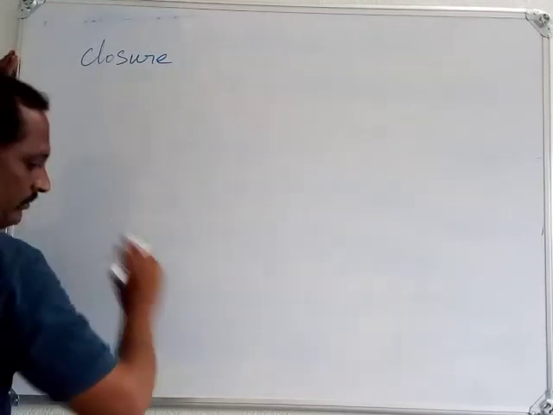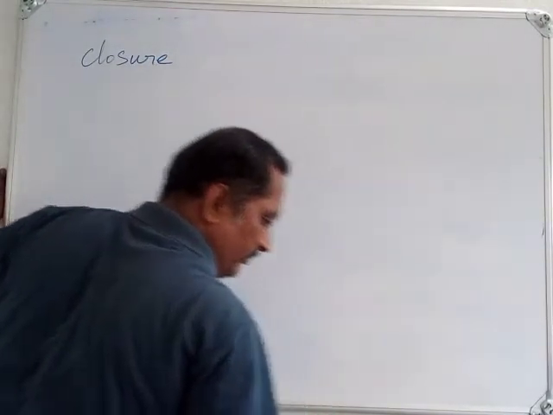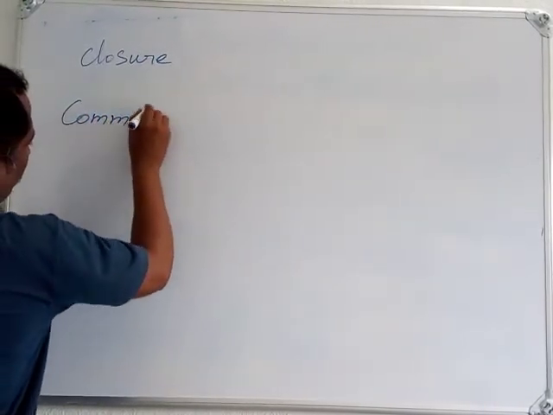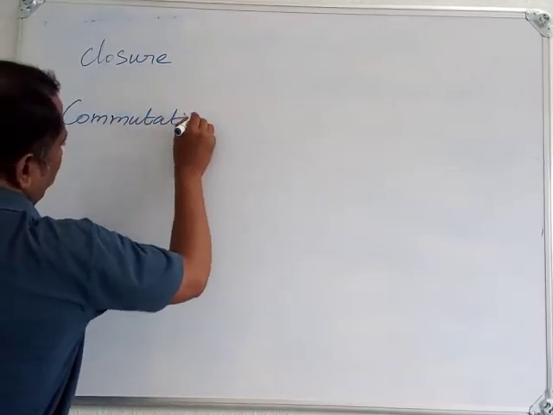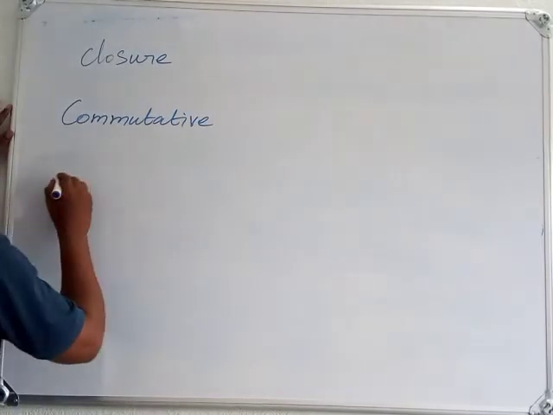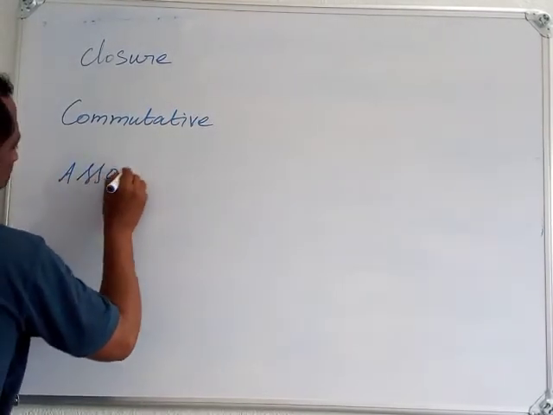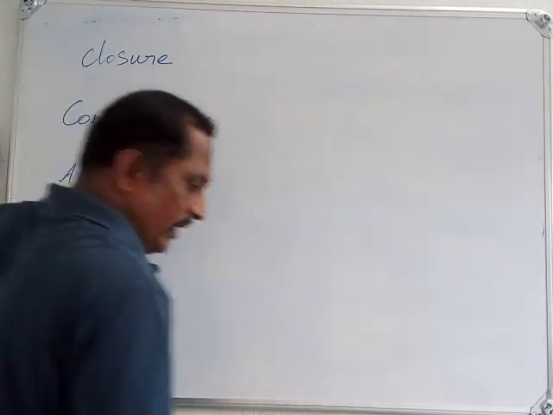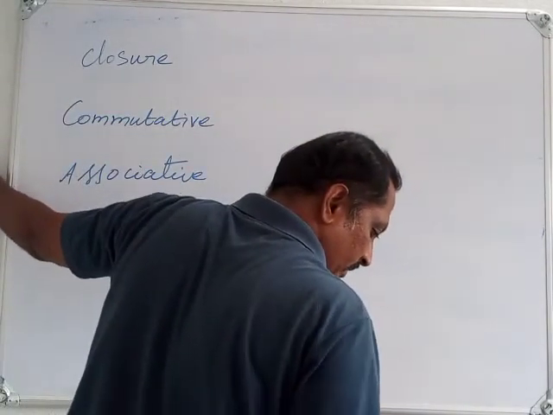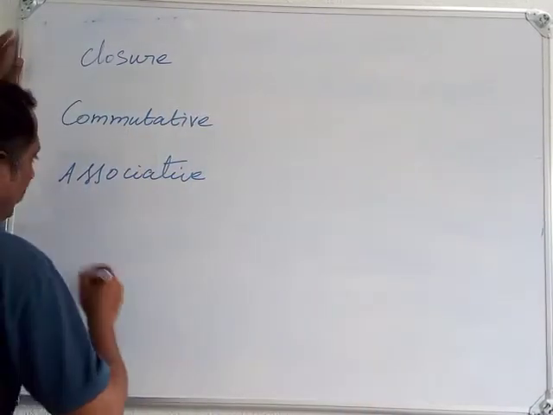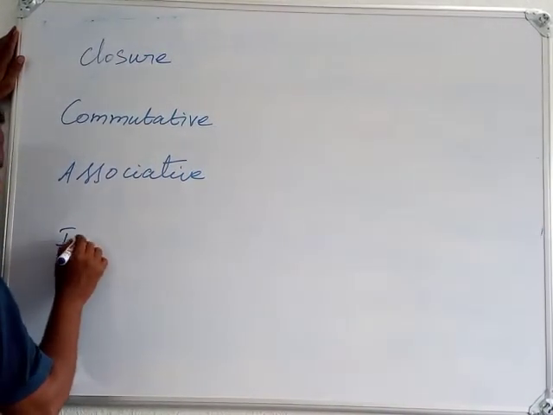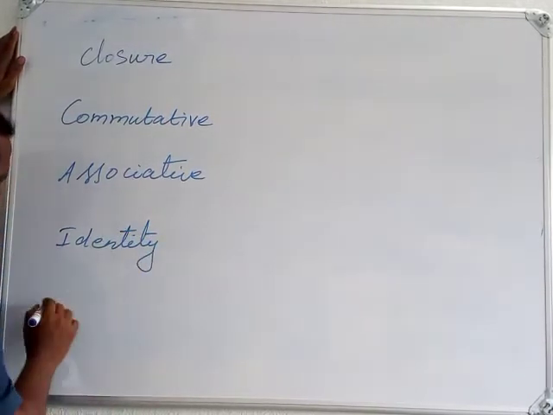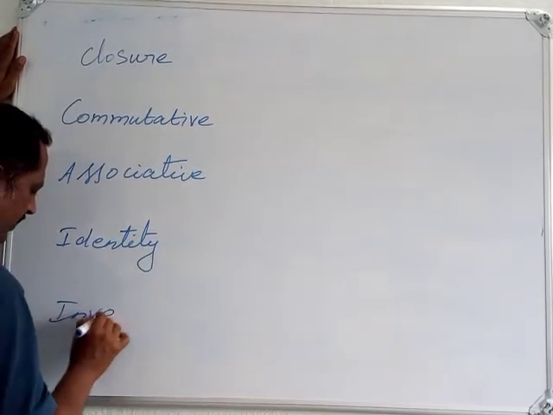Second one, commutative. Third one, associative. And the fourth one, identity. Fifth one, inverse.